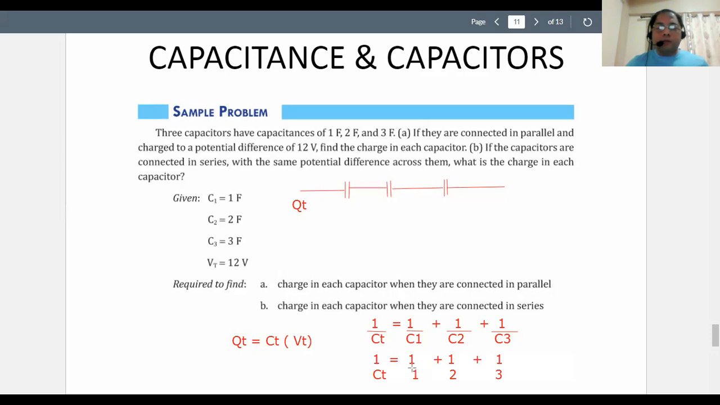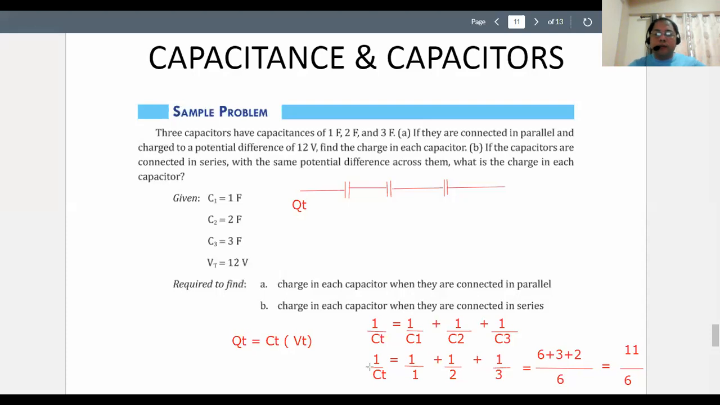Can you give me the fraction value for this, guys? What's 1 plus 1/2 plus 1/3? Can somebody give me an answer here? So 1 over C total is, what is the fraction value? What's the answer? What we have again is 1 over C total is 11 over 6.